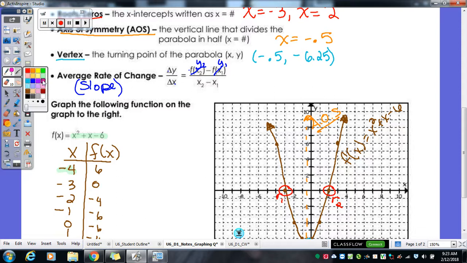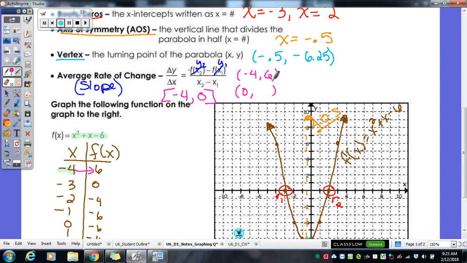Let's find it for negative 4 to 0. This is one way that they could write it. They want you to go from when x is negative 4 to when x is 0. So to find our average rate of change, they always give you the two x values. You've got to use your table to find the y values that go with it. So when x is a negative 4, my y is a 6. So that's how I finish off that point.